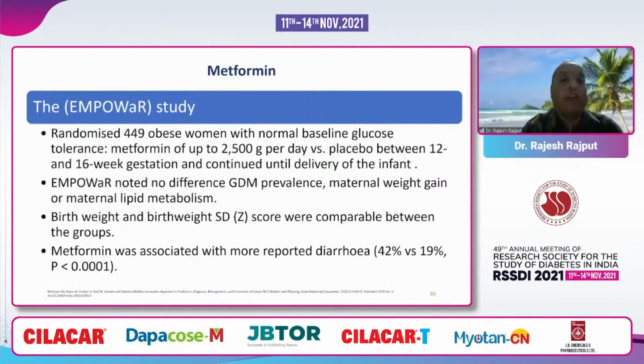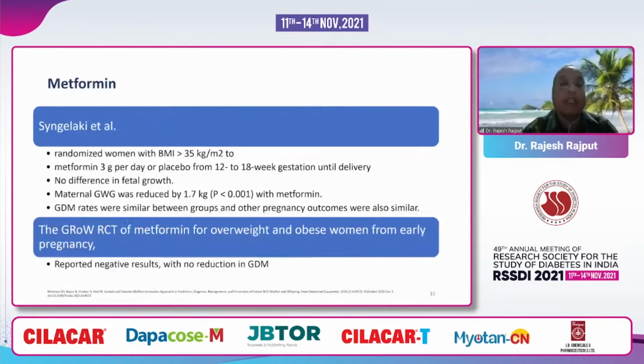Now, this is the EMPOWER study. This is a randomized study involving 449 obese women who were given metformin in a dose of 2,500 milligrams per day. The EMPOWER study did not find any difference in GDM prevalence, maternal weight gain, or maternal lipid metabolism. In fact, even the birth weight is comparable between the two groups, and metformin use was associated with more diarrhea, 42% vis-a-vis placebo, that is 19%.